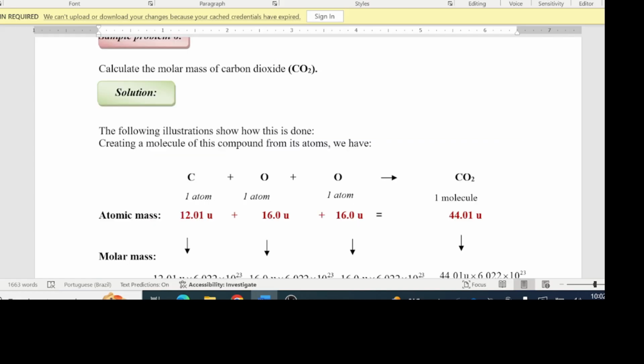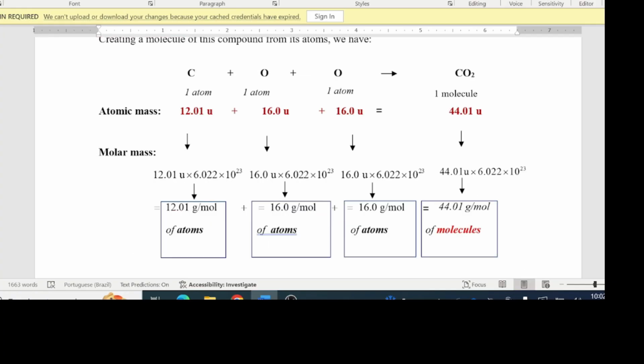Let us say you're asked to calculate the molar mass for carbon dioxide. Let us see how a molecule of carbon dioxide is formed. In forming a molecule of carbon dioxide, we're using one atom of carbon and two atoms of oxygen. At the atomic level, this will be 12.01 atomic mass units, 16.0, 16.0. So the molecular mass is formed by adding all of these together, and it's 44.01 u. Now if you want to know its molar mass, we can do it two ways.